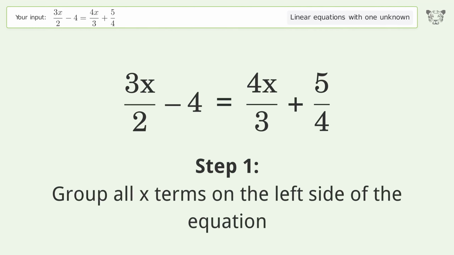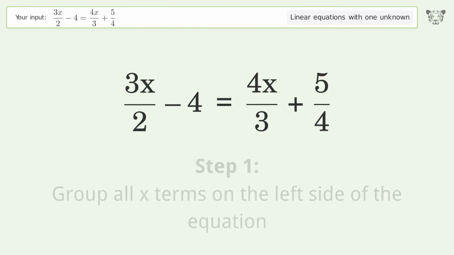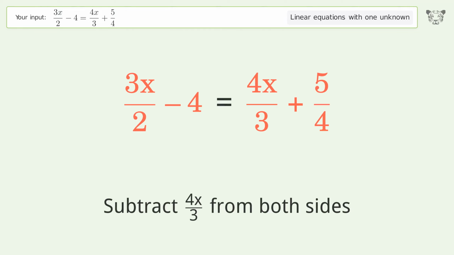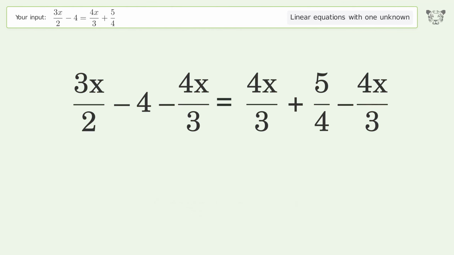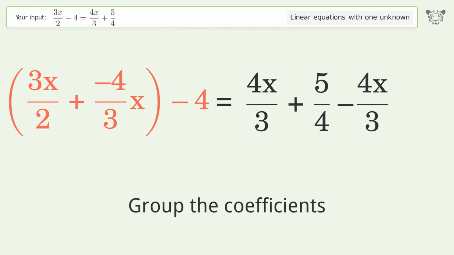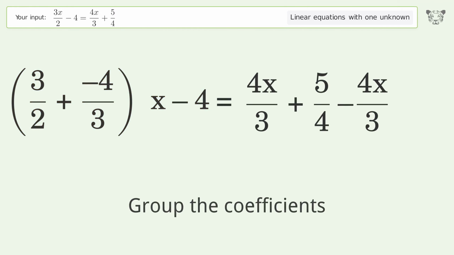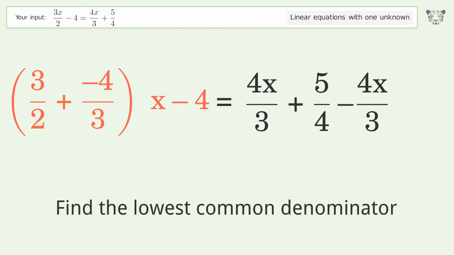Group all x terms on the left side of the equation. Subtract 4x/3 from both sides. Group like terms. Group the coefficients. Find the lowest common denominator.